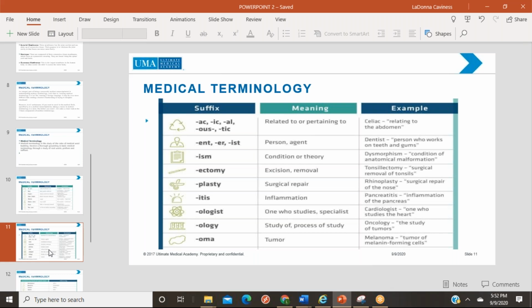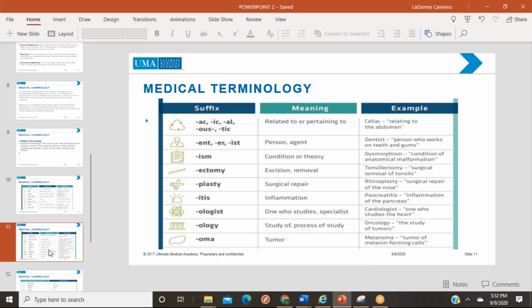ISM, condition of theory, okay? And here's an example of that, okay? Malformation, dysmorphism. Let's go to the next one, ectomy, excision or removal.